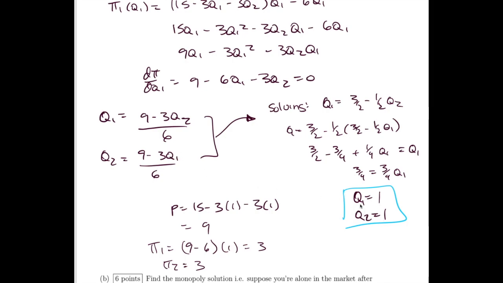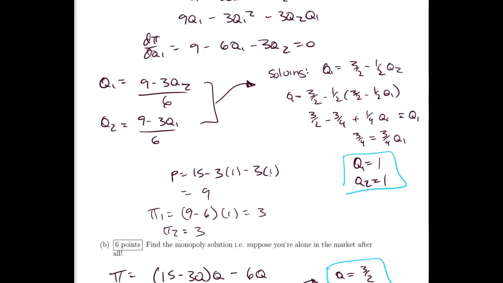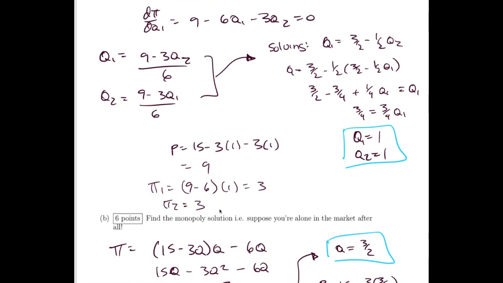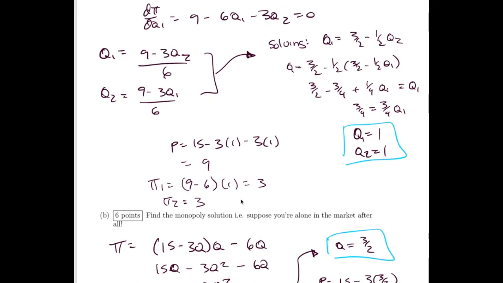All right, so we can find the price that's associated here. It's going to be 15 minus 6, which is 9. And then profit is going to be price minus cost times quantity. Right? So it's going to be profits of 3 for both firms. Joint profits are 6.